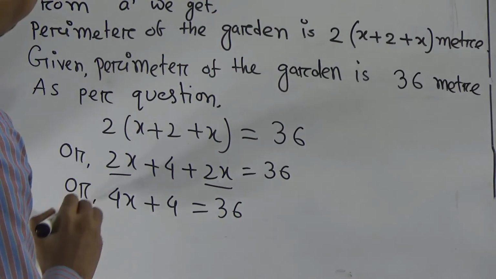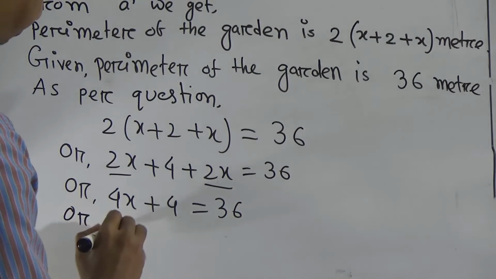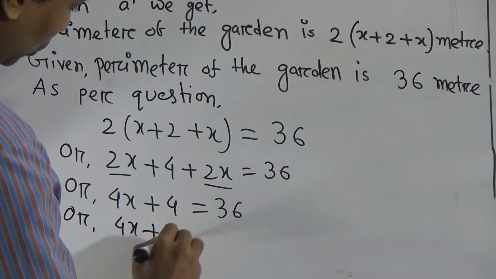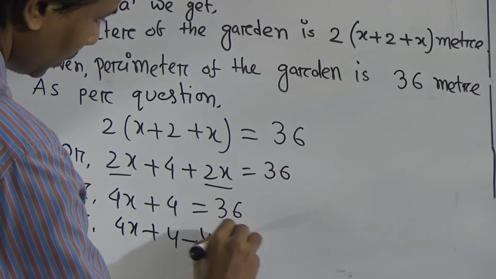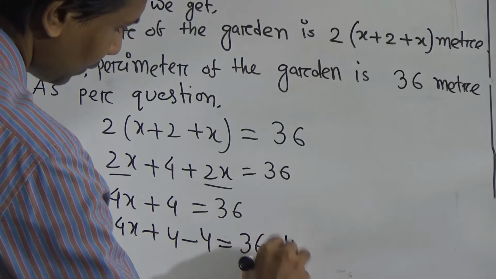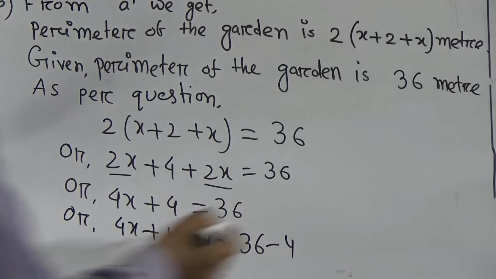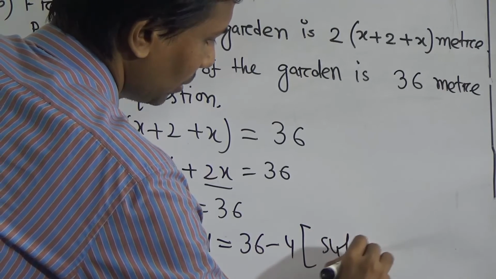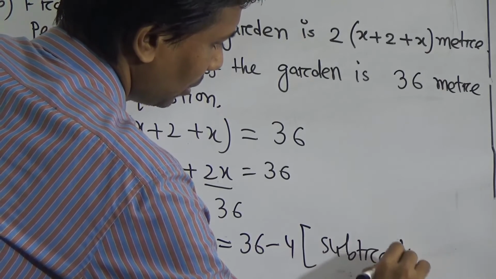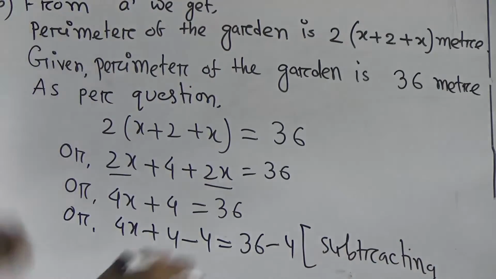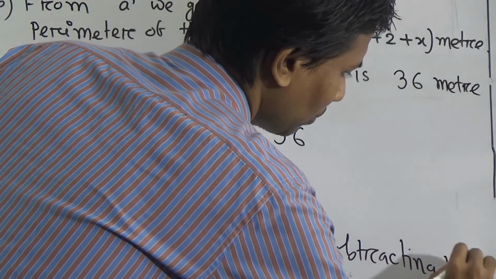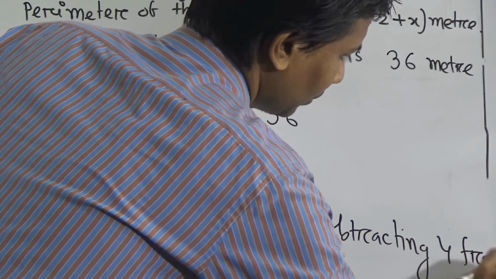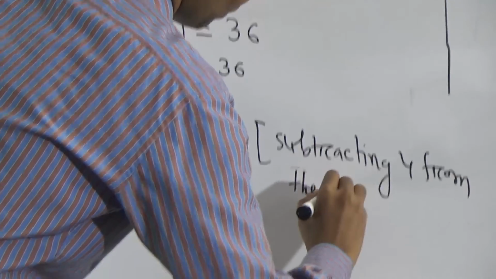Okay. Dear student, now you see this 4 is the constant term, so you subtract 4 from both sides. Okay, so you have to write here, subtracting 4 from both sides. Right here, 4x plus 4 minus 4 equal to 36 minus 4.